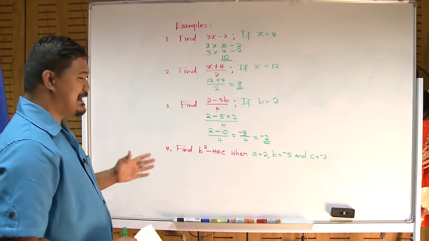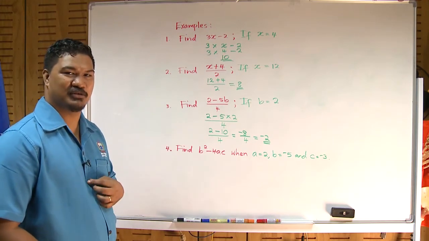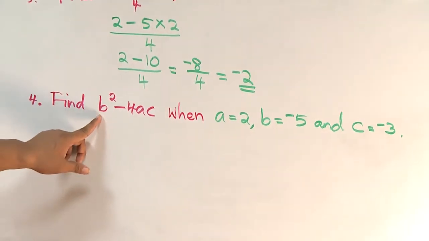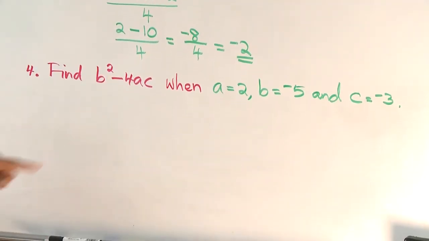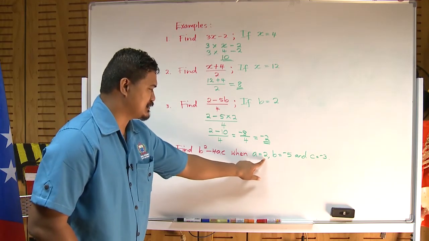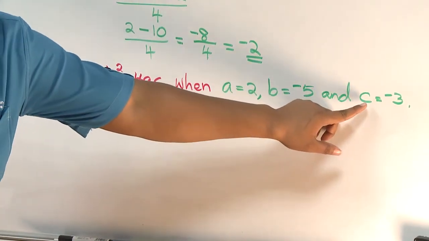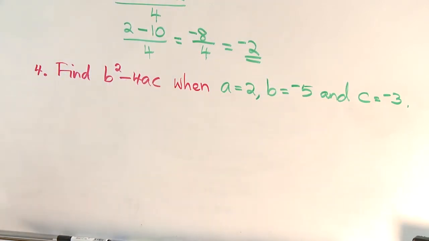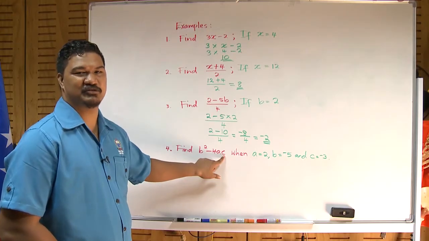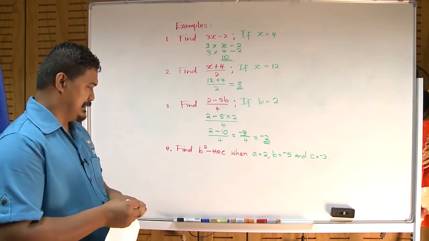Now, our last example here, let's try with multiple values and multiple variables. In our instruction, we need to find b squared, or b to the power of 2, minus 4ac, when the value of a is equal to 2, the value of b is equal to negative 5, and our value for c is equal to negative 3. So now we have 3 different variables, a, b, and c. Let's go and try this one.